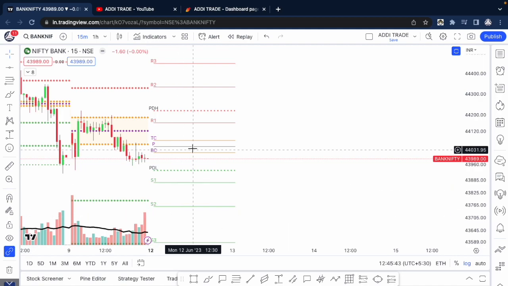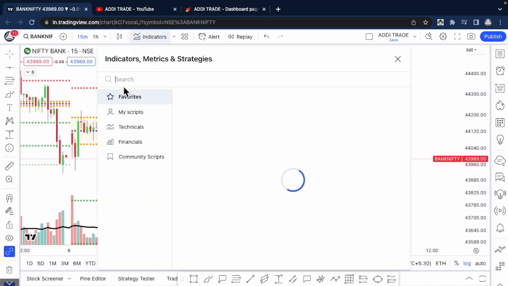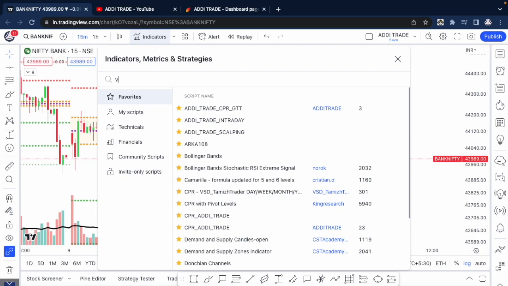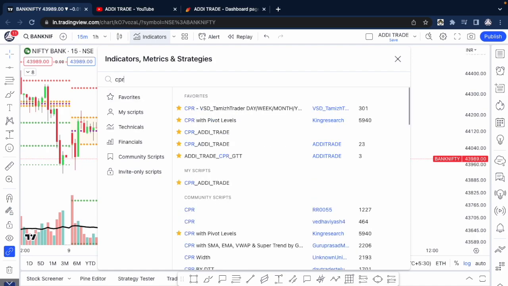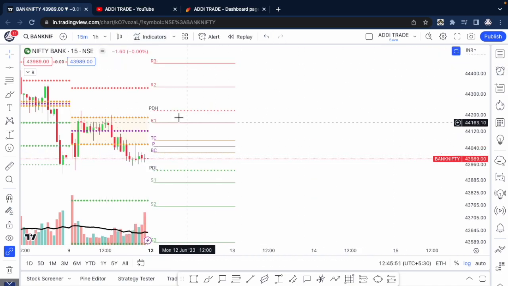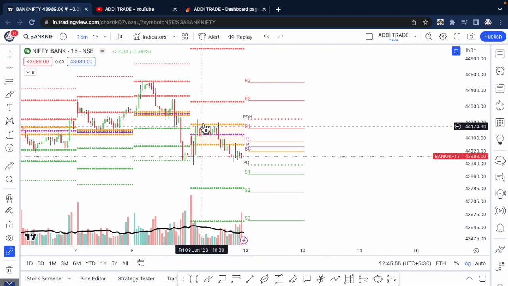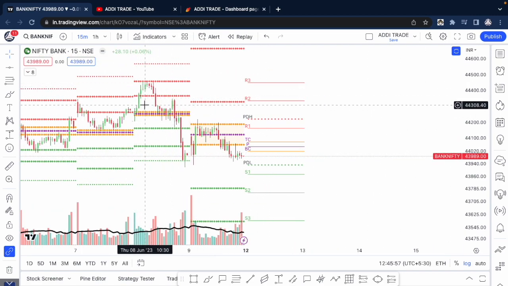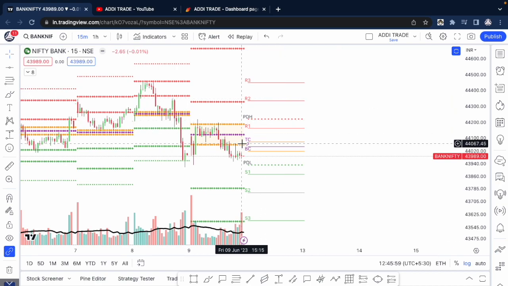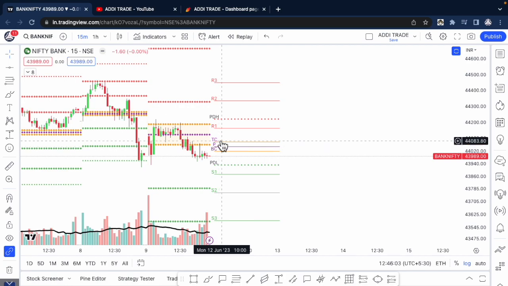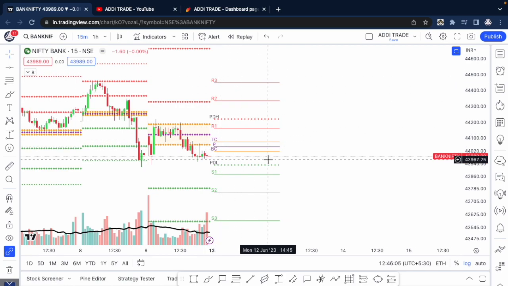Now, how to add this indicator? You just go to indicators, type in CPR. You will find many you can use. Obviously, the one that I'm using is not public. You won't find it on TradingView, but there are so many free indicators that you can use. Right now, this will be the CPR, R1, R2, R3 pivots and S1, S2 and S3 on the downside.